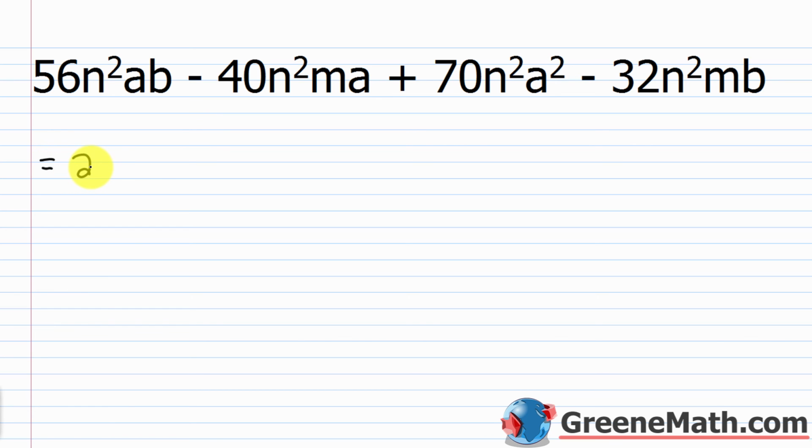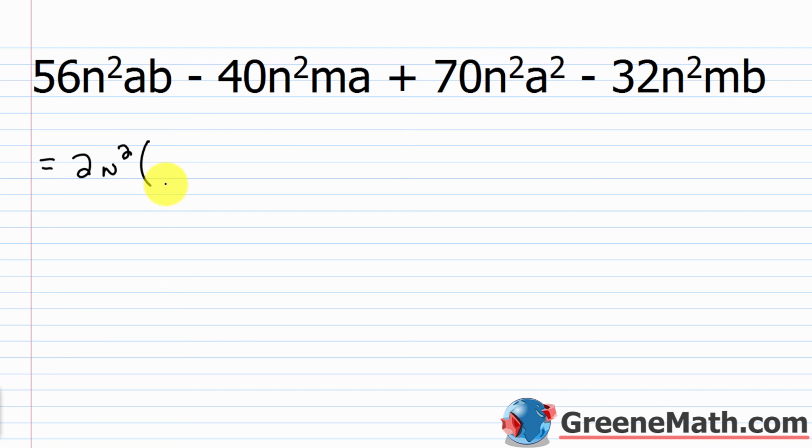Now, variable-wise, I start with n. This has an n squared, n squared, n squared, n squared. I can pull that out. Then I think about a. So I have an a here, an a here, and an a here, but not an a here. Then I think about b. A b here, but not here. Then I think about m, and there's no m here. So really all I can pull out is 2n squared.